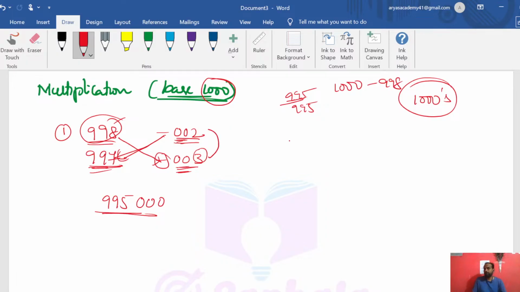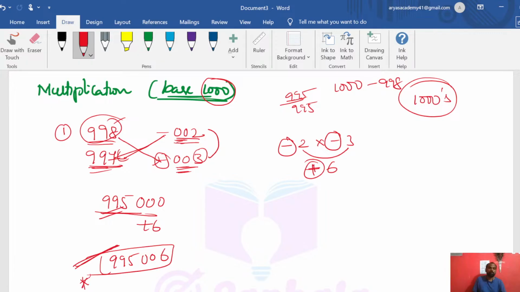Now you take the differences. Minus 2 multiplied by minus 3. You already know that mathematically when you multiply two negative numbers, the answer will always be positive. 2 3s are how much? 6. So if you get positive, you just add here plus 6. That's it. So 995,006 is the answer. Okay, now 995,006 is the correct answer for this particular question.